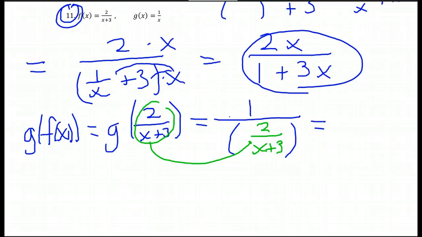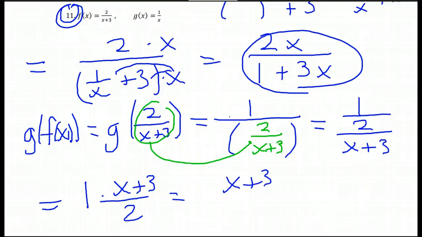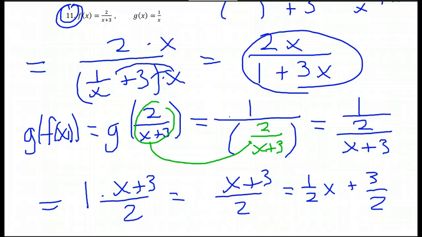We're taking a number, 1, or one fixed quantity, we're dividing by a fraction, and whenever we do that, we change it to multiplication by the reciprocal. So we're going to have the numerator 1 times the reciprocal of the denominator, and that gives us x plus 3 over 2, which is the same as 1/2 x plus 3/2. Okay, so either one of those is an acceptable answer for this question.